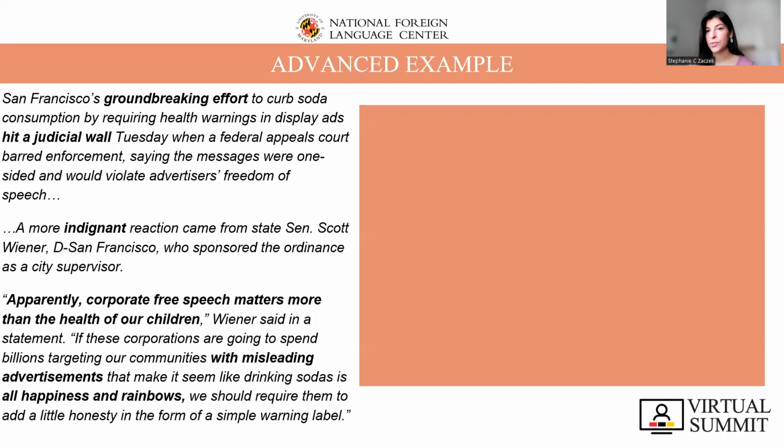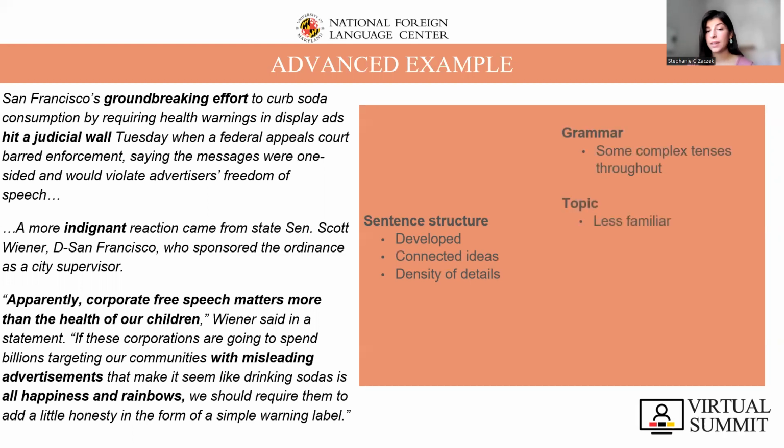In this example, you'll see a report that looks similar in structure to passages at the intermediate. It has a developed paragraph structure with connected ideas that are designed to inform readers. The details are dense and cohesively support a main idea. Grammar is similarly complex, and the topic is also less familiar. But when you look closer at the elements of the passage, you see a more personal tone emerge. The author uses figurative language like judicial wall, modifiers like groundbreaking and clearly, and describes a lawmaker's response to the legislation as indignant. The author also uses complex legal terminology throughout the passage.